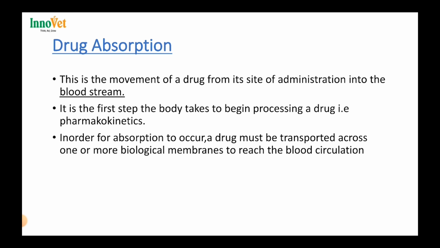When we talk about drug absorption, what do we mean? This is simply the movement or passage of a drug from its site of administration into the bloodstream, whereby the site of administration can be oral or parenteral, that is through injection or inoculation, and that drug passes into the bloodstream. It is the first step that the body takes to begin processing a drug, i.e. pharmacokinetics, which simply means what the body does to the drug. So what the body does to the drug, absorption is the first step. In order for absorption to occur, a drug must be transported across one or more biological membranes in order to reach blood circulation. And we are going to look at those different ways.